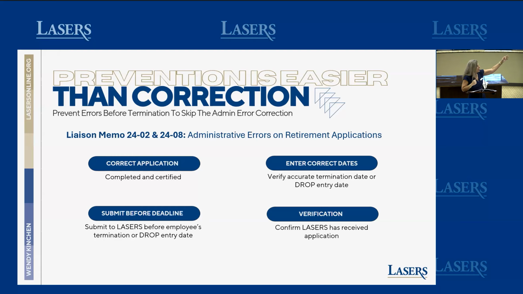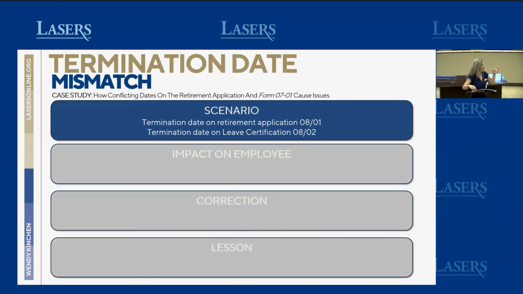Again, in 2004, we issued Liaison Memorandum 2402 and 2408. These liaisons are exactly the same, but the error was happening so often and recurring that we saw it necessary to submit the same liaison memo as a reminder two times within that one year. So definitely take the time to make the corrections, look at the liaisons, get the processes right, submit things before the deadline, verify, and enter the correct dates. Just simple little steps and processes.